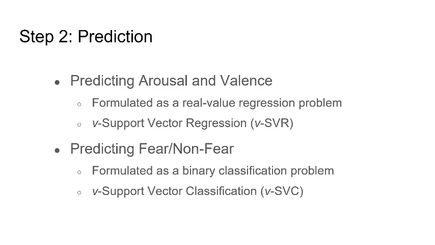In step 2, we're going to make predictions on arousal, valence, and fear. For the prediction of arousal and valence, we formulated it as a real-value regression problem and used SVR to solve it. And for the fear prediction, we formulated it as a binary classification problem and used SVC to solve it.